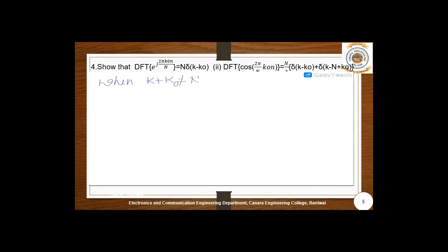For all values where k plus k naught is not equal to N, we have already derived the formula. The formula says X of k is 1 minus e to the power minus j 2 pi (k plus k naught) divided by 1 minus e to the power minus j 2 pi by N (k plus k naught). If you look at this, the numerator value is always 1 minus 1, so the numerator becomes 0. So it is 0.